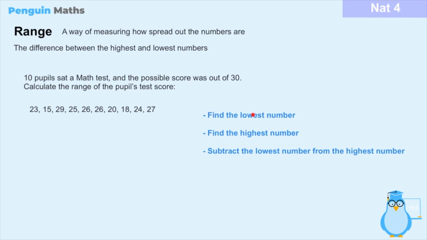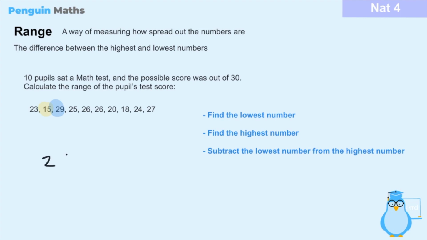So first we want to find the lowest number. So we have 23, 15, so 15 is the lowest so far, 29, 25, 26, 26, 20, 18, 24 and 27. So that means 15 was the lowest number out of all of them. And then for the highest number we have 23, 29, so that's the highest so far, 25, 26, 26, 20, 18, 24 and 27. So that means that 29 is the highest number. And now what we must do is subtract the lowest number from the highest number.